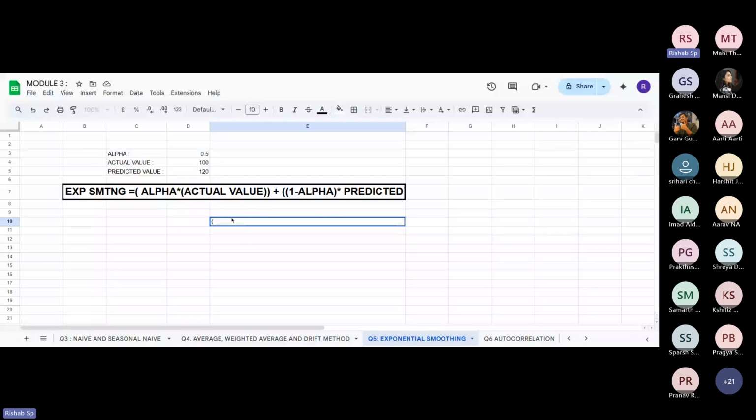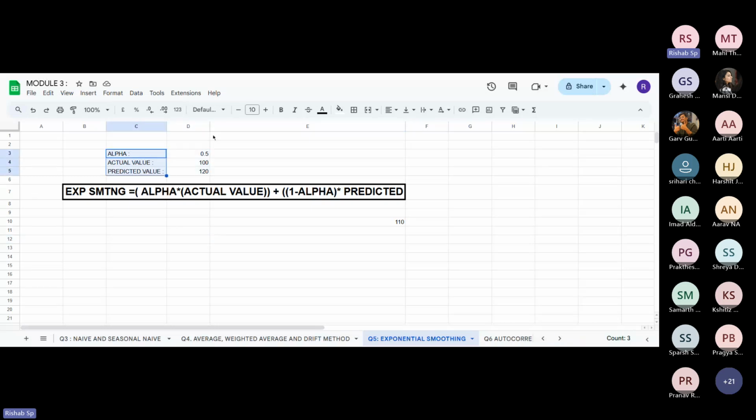So 0.5 into, what? 100, plus 1 minus 0.5, which is 0.5, into predicted 120. So the value will be 110. This will be our predicted data. The next point or the next observation will be this one. Fine. So we'll be having these three values, and this will be given in the question itself. So we take alpha into actual value plus 1 minus alpha into predicted value. Simple.